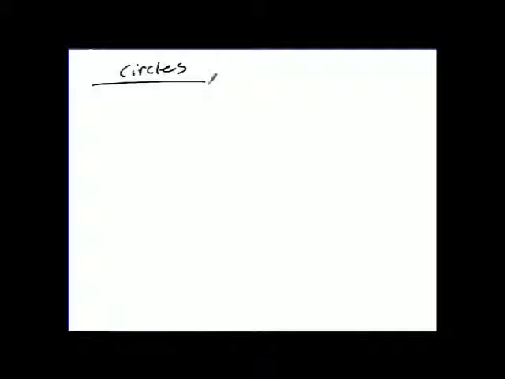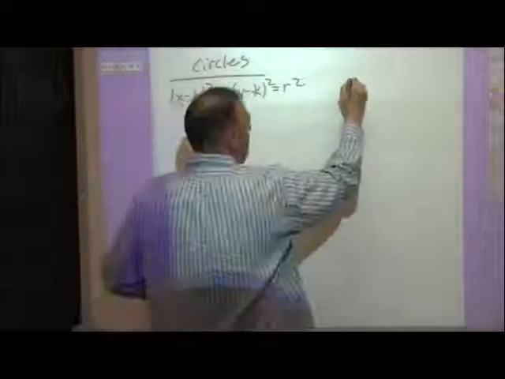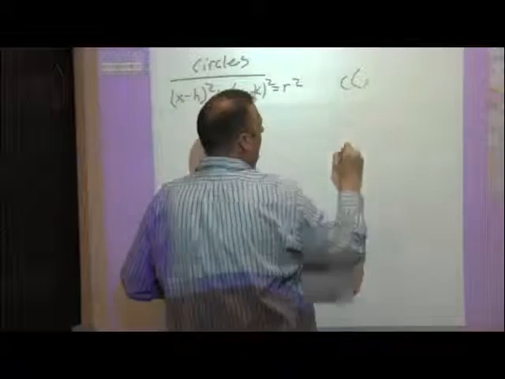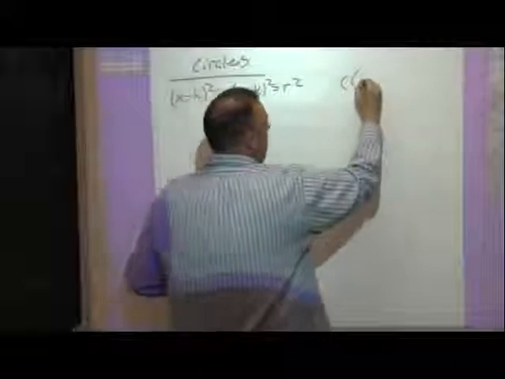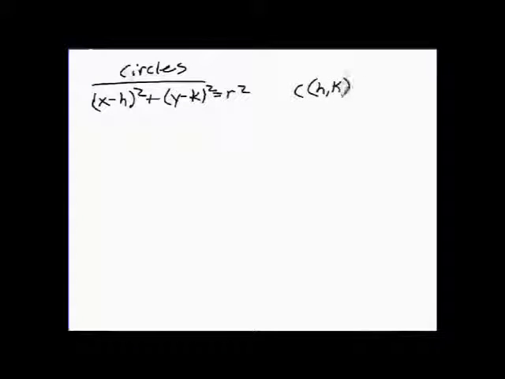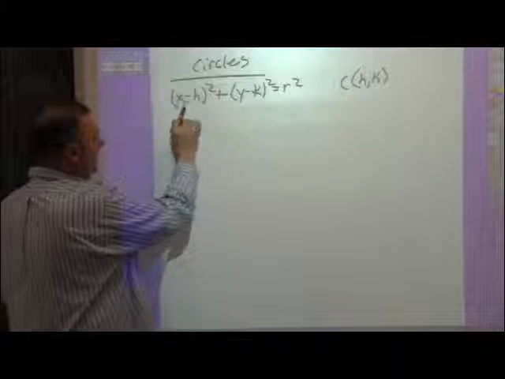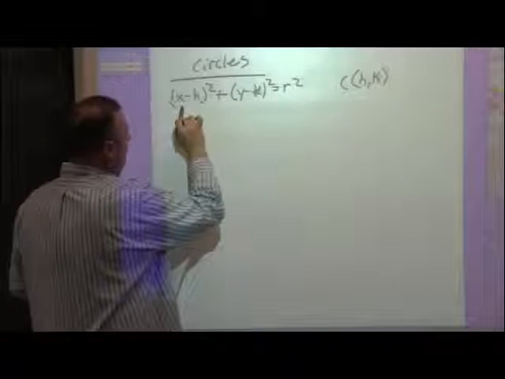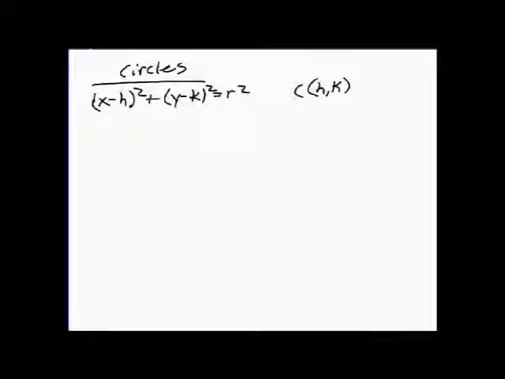They usually are in the form of the quantity x minus h squared plus the quantity y minus k squared equals r squared, where the center of the circle would have coordinates of (h, k). Because if you look in each quantity, that would make each quantity 0 for the x and then the y. Now let me give you an example of an equation of a circle.